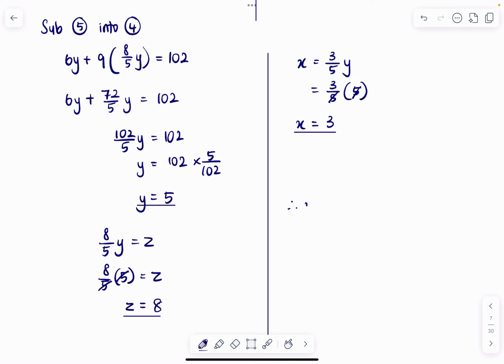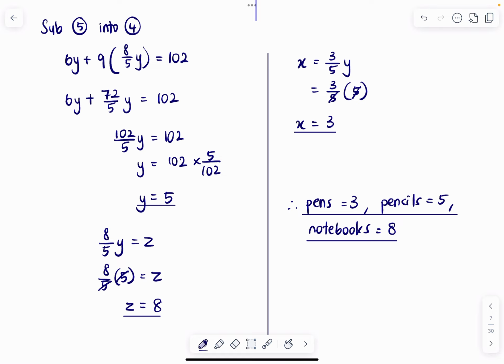So our conclusion is number of pens, pens was x, equals to 3. Pencils will be 5. And then notebooks will be 8, z. So this will be our final answer. That's it.